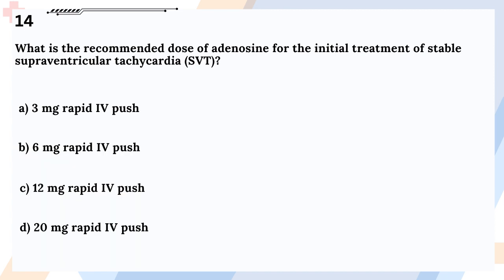Question 14. What is the recommended dose of adenosine for the initial treatment of stable supraventricular tachycardia, SVT? A. 3 mg rapid IV push. B. 6 mg rapid IV push. C. 12 mg rapid IV push. D. 20 mg rapid IV push.